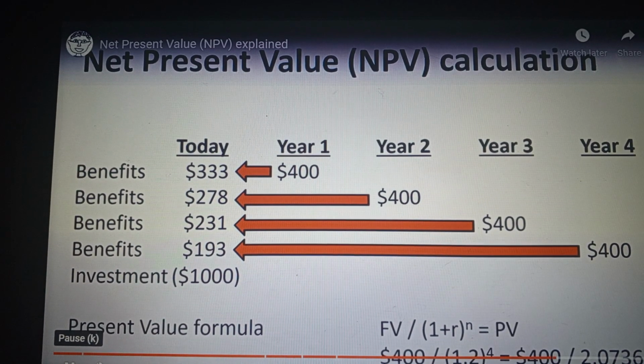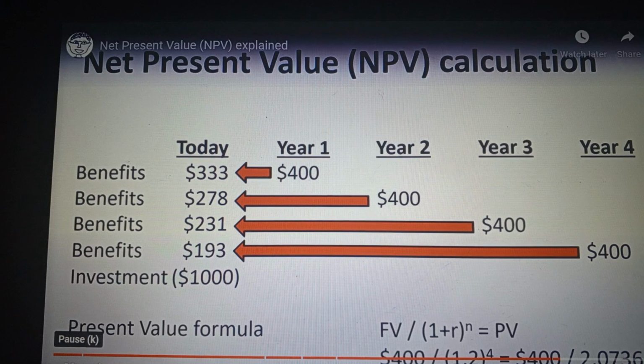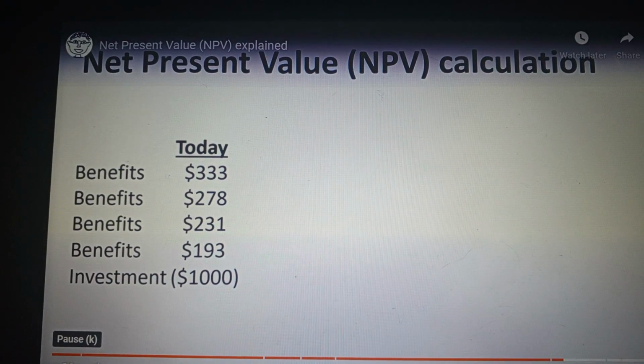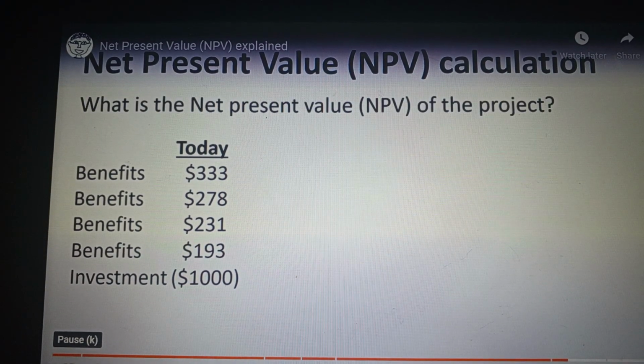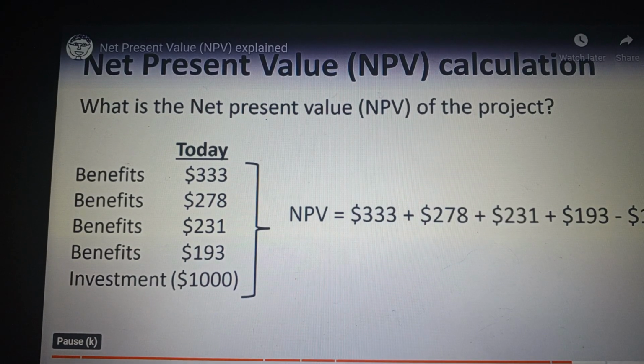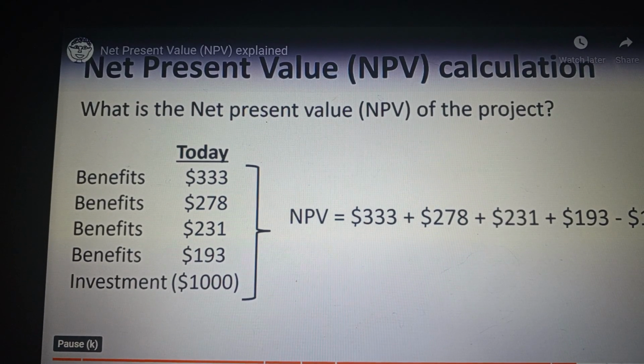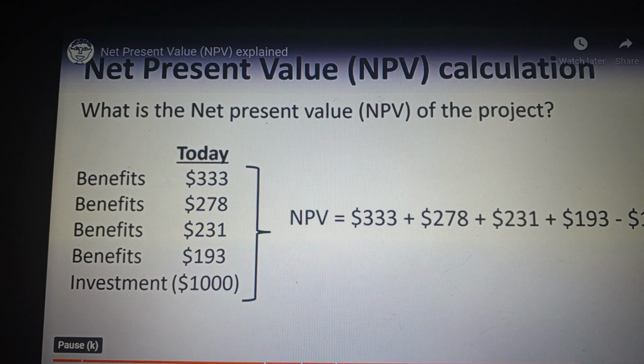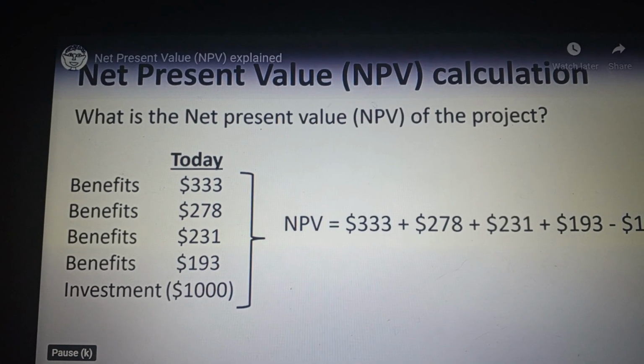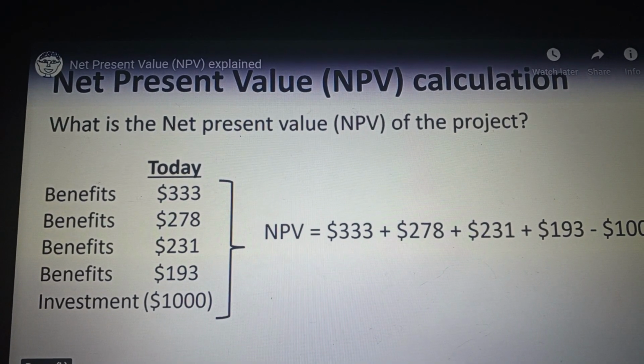We have now translated all cash flows into today's equivalent. To get to NPV, you simply sum the amounts. 333, 278, plus 231, plus 193, minus 1,000 investment today. The net present value is $35.